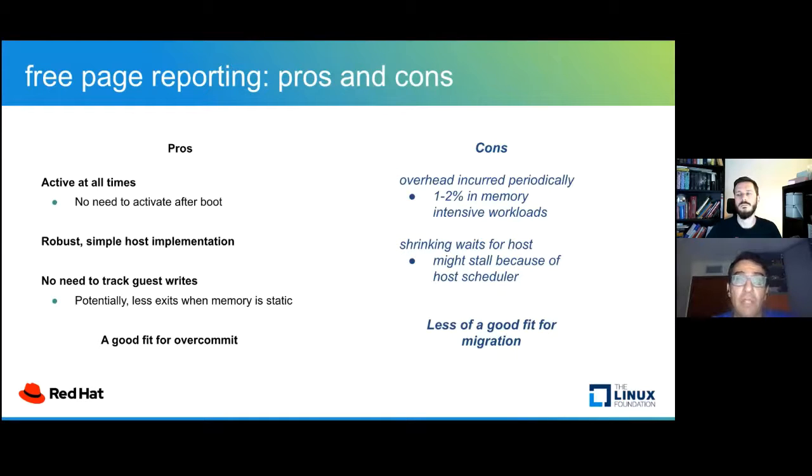Now, this reporting is a good fit for overcommit, because the guest activates it when memory becomes free. The host implementation is also simple. There's no need to play with write tracking, which is easy to get wrong. And we also do not need to track guest writes to used pages, which is often most of the guest memory writes. On the other hand, this feature adds overhead to memory-intensive workloads at all times, not just during migration. And also, shrinking must wait for the host, which can be blocked by the host scheduler, so it's less of a good fit for migration.